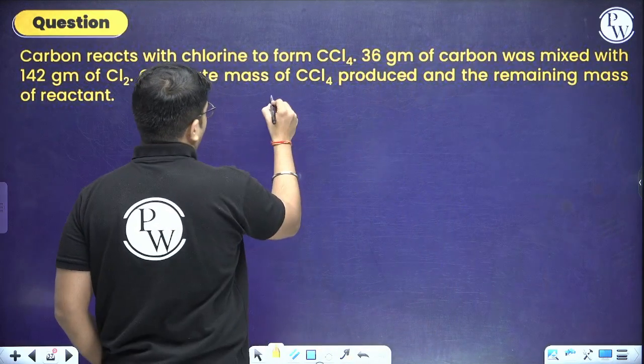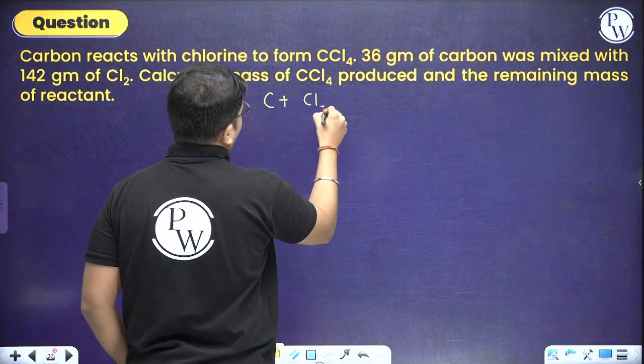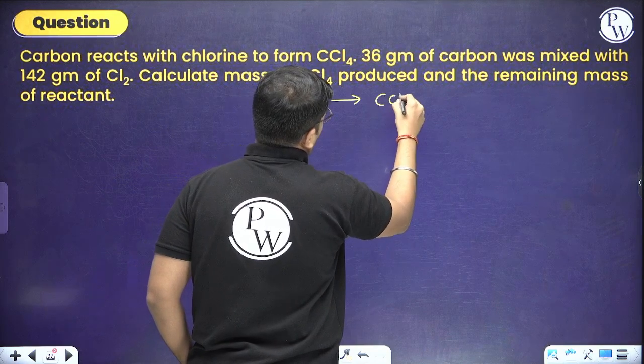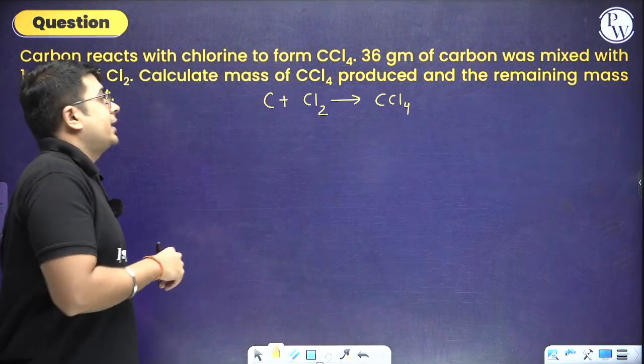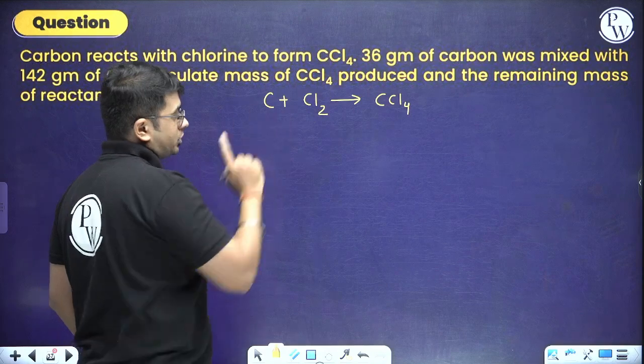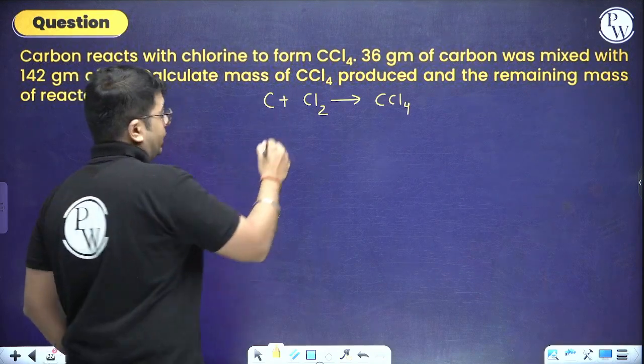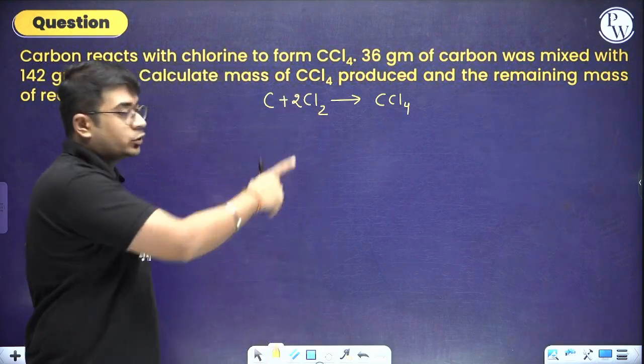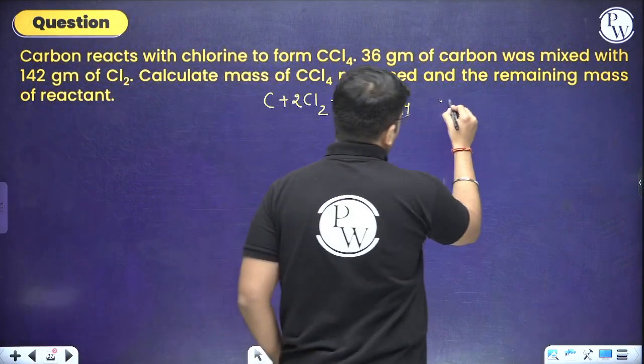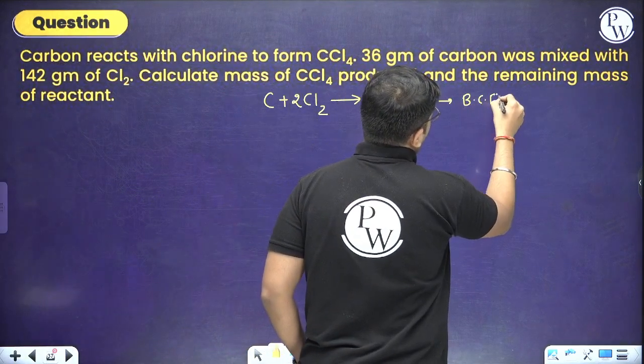So first of all, I have to write down the equation that carbon when reacts with Cl2, it is going to form CCl4, which is carbon tetrachloride. Now this equation is not balanced because we need the balanced equation. I can multiply it with 2. Now the equation is balanced. So we have the first part, which is balanced chemical equation.